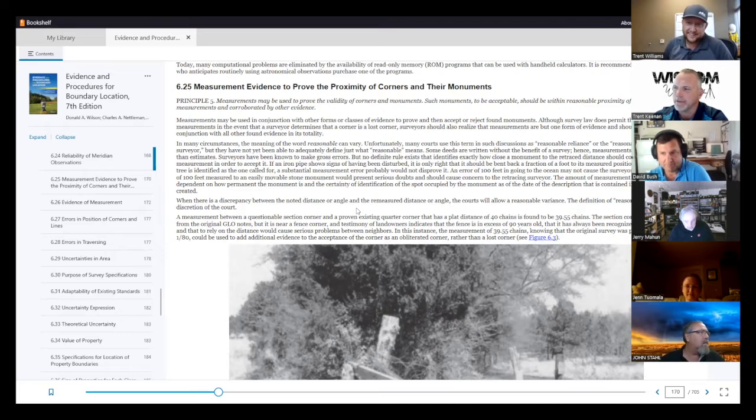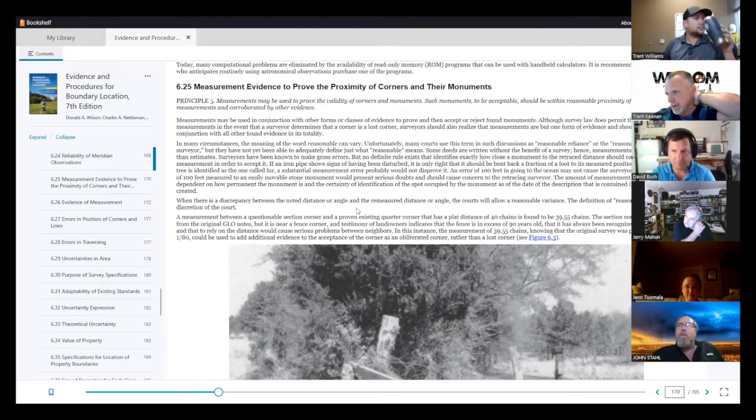Jerry or John, are those particular manuals you guys are referencing, are they all copyright, or is that something you'd be able to share in a PDF or Dropbox type thing? These are from the old FGCC, Federal Geodetic Control Committee publications. Those are freely available. It's just that they're hard to find.